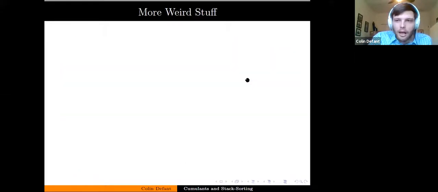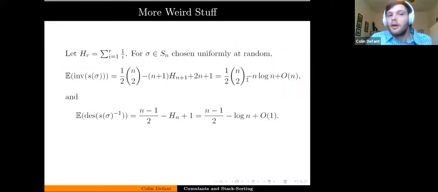A little more weird stuff comes from saying, okay, let's think of the number of descents of my permutation as a measure of how far it is from the identity permutation. I could also use the number of inversions, or I could look at the number of what are called inverse descents. These are just the descents of the inverse permutation. And I can actually write down explicitly what the expected values of these things are. So here H sub r is the harmonic sum, and so these harmonic sums are showing up here.